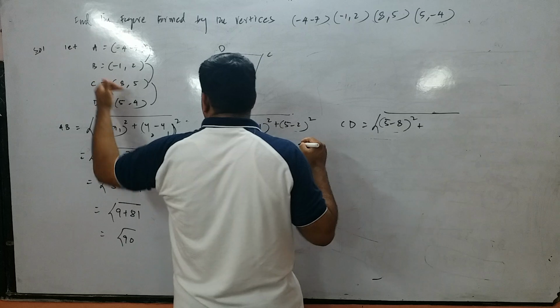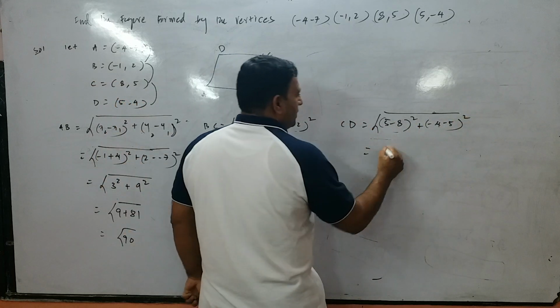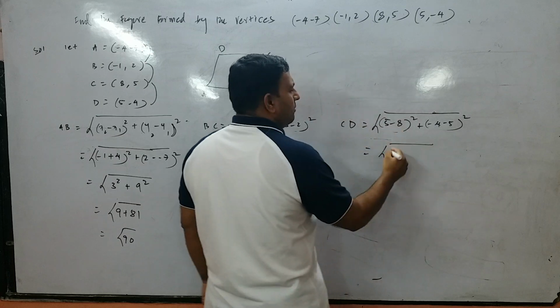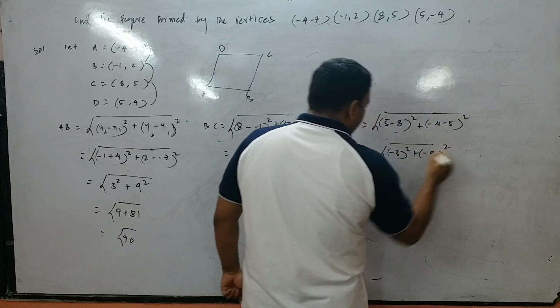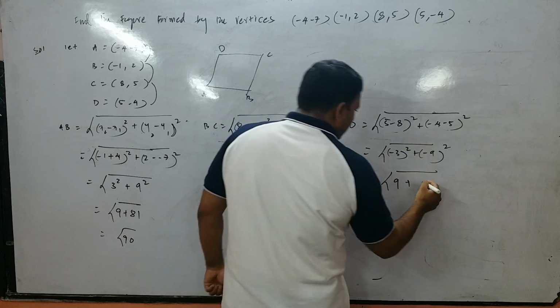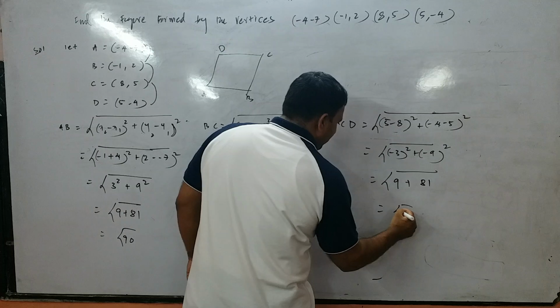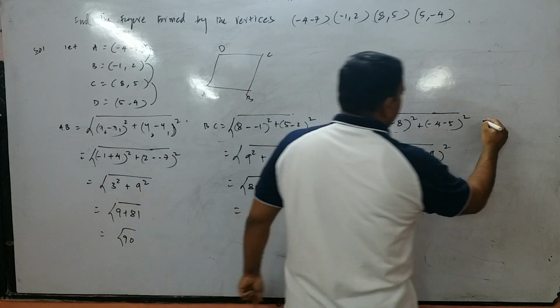So 5 minus 8 whole square, it is minus 5 minus 4 whole square. It is under root of, what is 5 minus 8? Minus 3 whole square. What is minus 5 minus 4? Minus 9 whole square. So it is under root of minus 3 square 9, 9 square 81, it is under root of 90. I found AB, I found BC, I found CD. Now let me find DA.